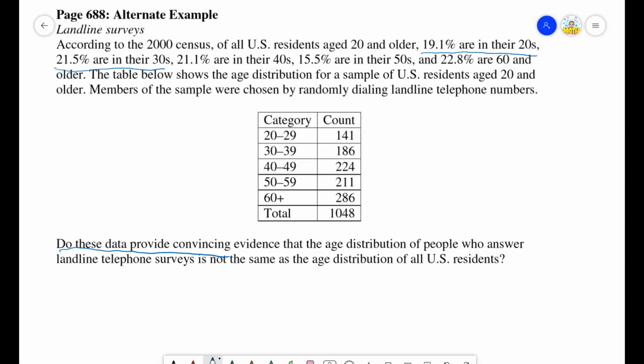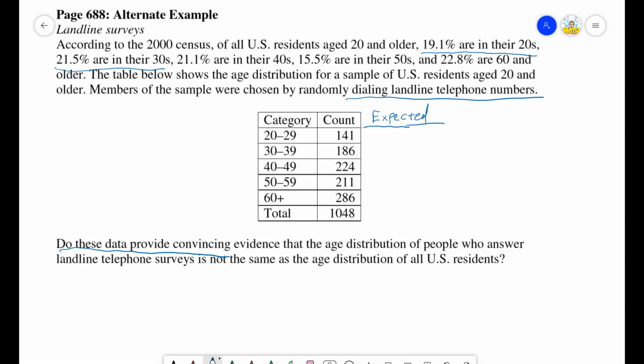So what they've gone out and looked at is here. They have a table that shows the age distribution for a sample of U.S. residents aged 20 and older. Members of the sample were chosen at random by dialing landline telephone numbers. So the question that we have is, does the distribution of these people that would answer a landline telephone differ significantly from the overall distribution that we'd expect? So what we have here is one list, right? 141, 186, 224 in each of these age groups. What we're going to need is an expected list of counts.